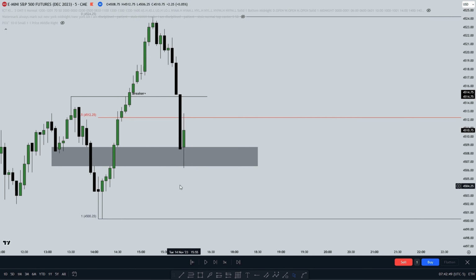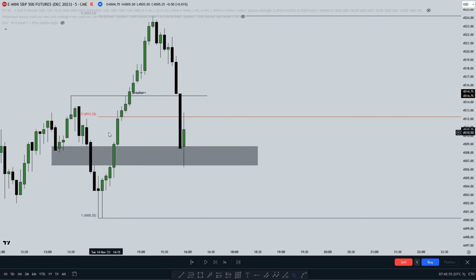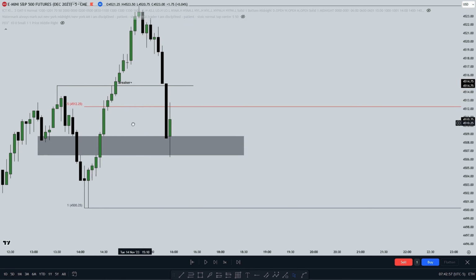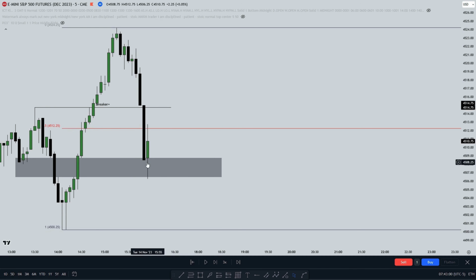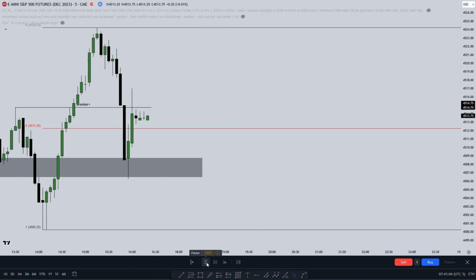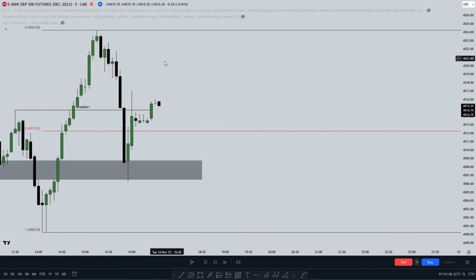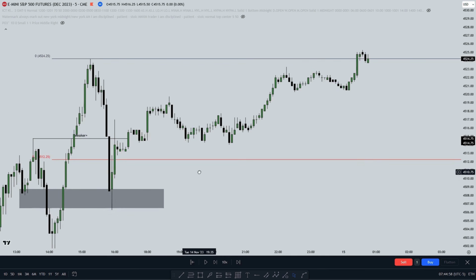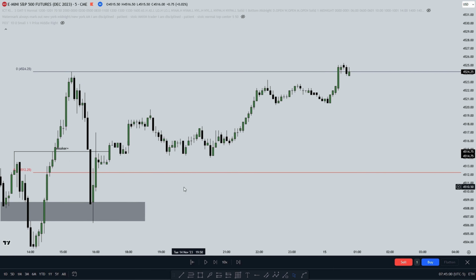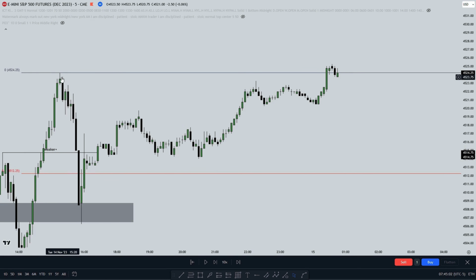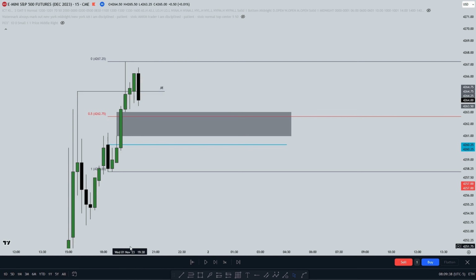So right here, we make a small Mohawk through the inversion fair value gap with a fair value gap and the breaker. So now we want to see a reaction to the upside. And that we get right here. After we got the reaction, it took a while, but we end up taking out the buy side liquidity.